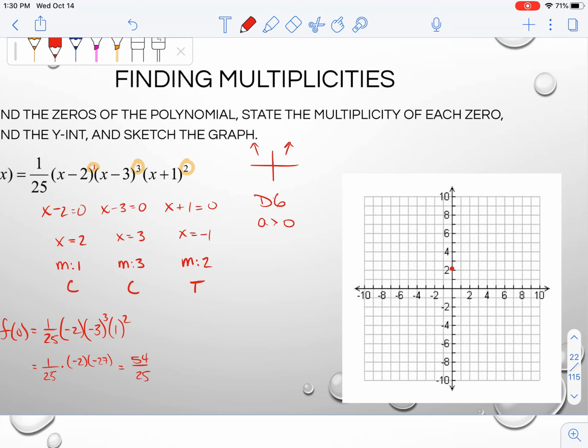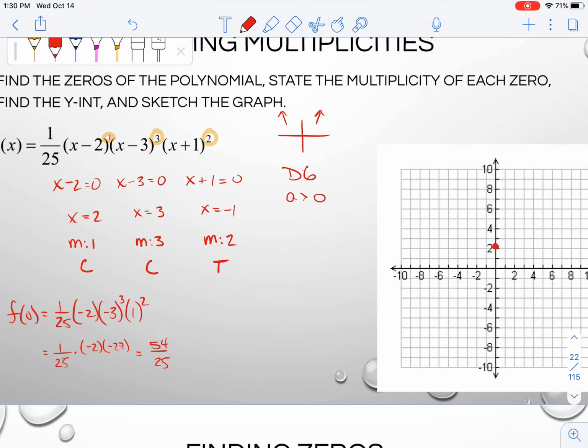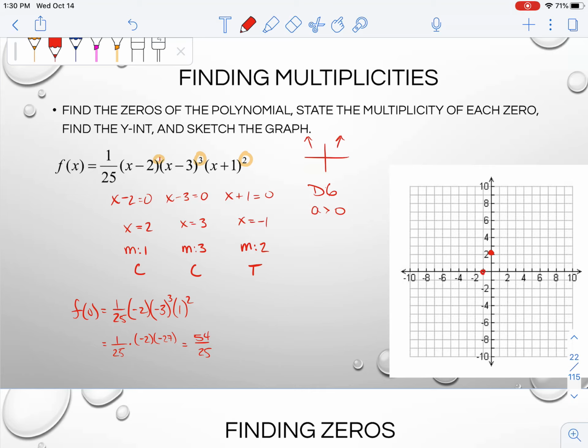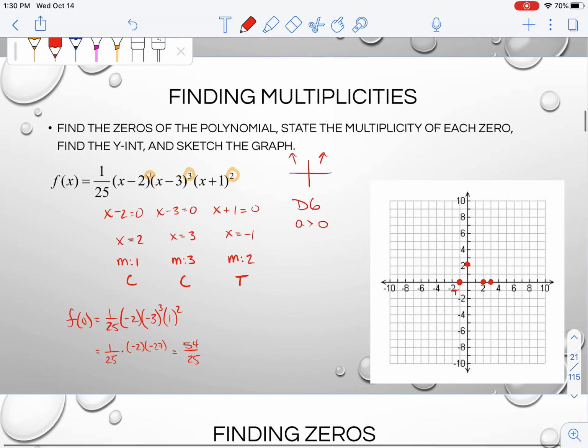Okay, I want to go through and plot each of my x-intercepts as well. We're going to have an x-intercept at -1, and I'm going to put a t right here. I'm going to have an x-intercept at +2 and an x-intercept at +3. The only one that I put the t beside was where I actually touch the graph but do not cross. Everywhere else I know I'm going to cross. I know my end behaviors had to be both up in each direction.